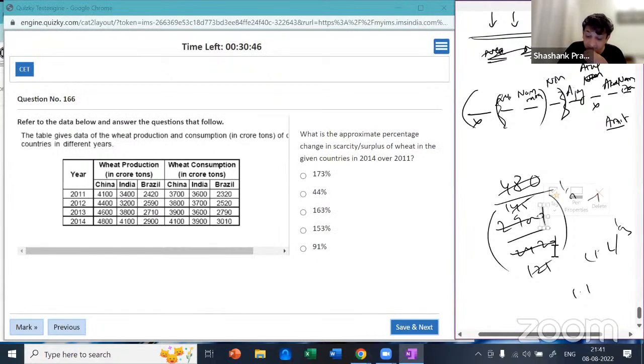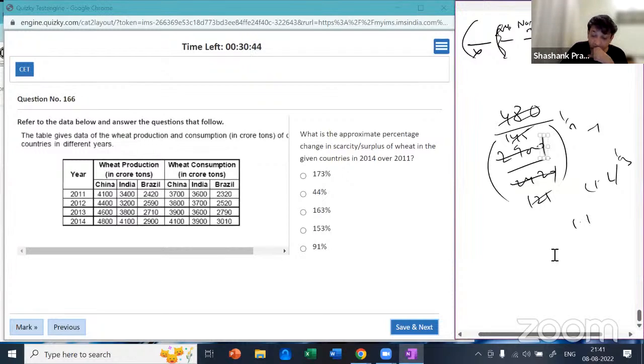Okay. Percentage of wheat in countries in 2014 or 2020, 2011. Scarcity or surplus. Okay, change in scarcity surplus. Scarcity was 400 surplus, 200 surplus, 100 surplus, so 300 surplus, and 700 surplus, 500 surplus, 500 surplus, and 110, so 390 surplus. Okay, I think I'm right.